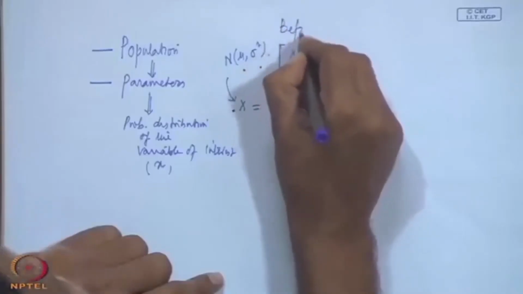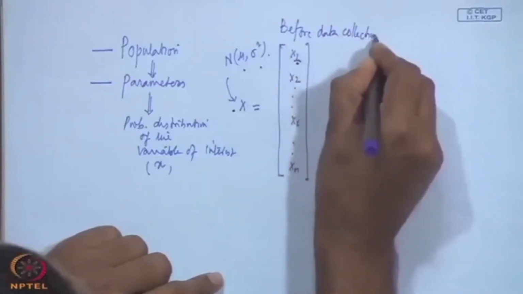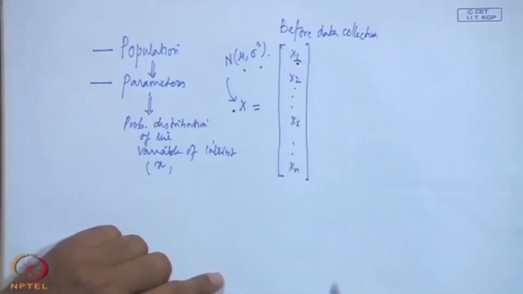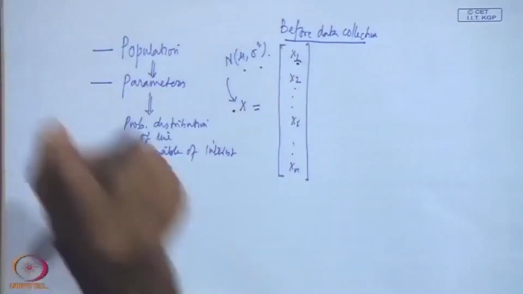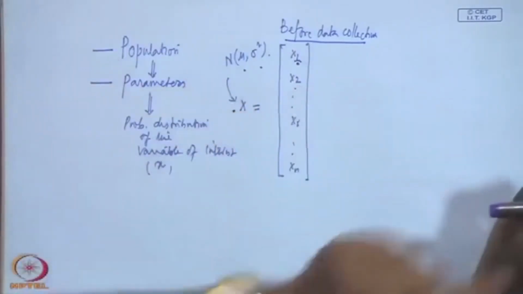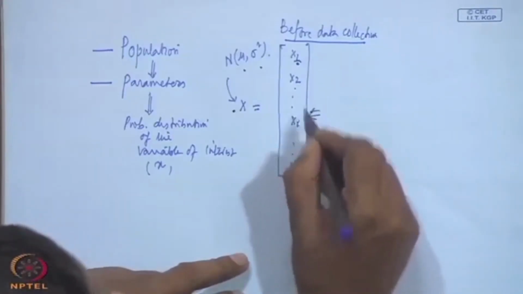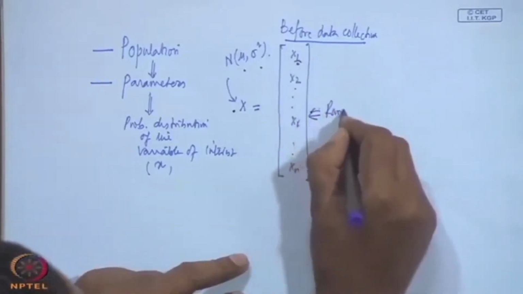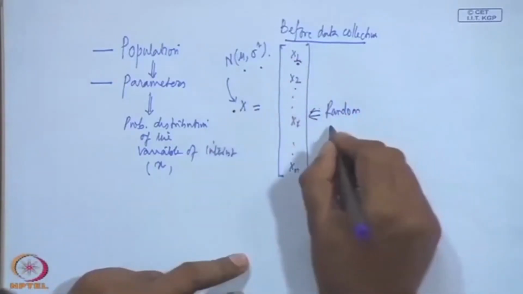Keep in mind this one, this is a very important concept. You have not collected data, that is before data collection, you are planning. You are planning that you will be collecting n data. So x 1 to x n, first you observe x 1, then x 2, then x n. Now, what is the issue here? All these values are random and unknown.